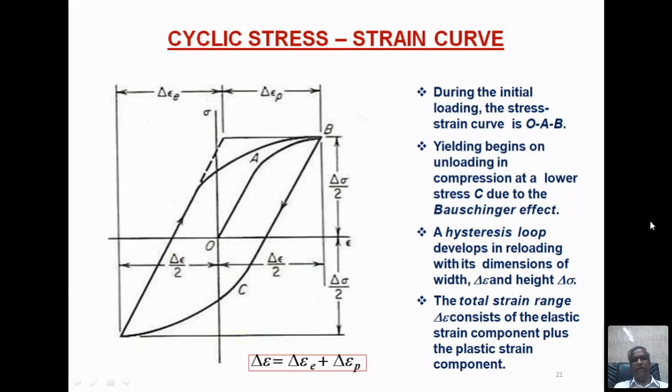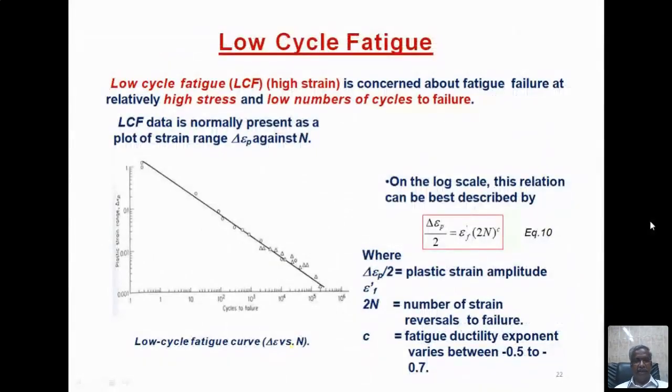For high cyclic fatigue, you require a stress-controlled fatigue testing machine. So you can't do high cyclic fatigue in a low cyclic fatigue machine, or low cyclic fatigue in a high cyclic fatigue machine. This is again like an S-N curve. This is another curve: the low cyclic fatigue curve, strain versus number of cycles to failure.